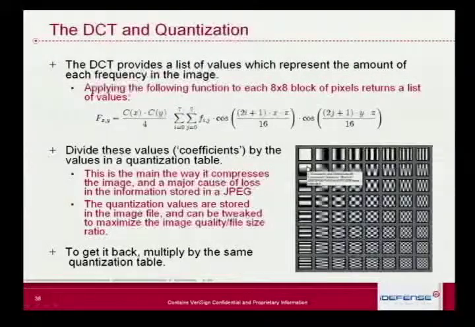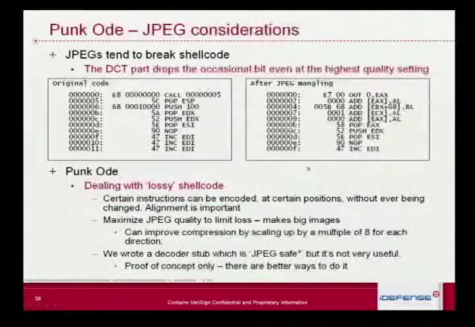To get it back, you just multiply by the... Yeah, okay, this is getting technical. But JPEGs tend to break shellcode because the DCT part mangles stuff, even if you're at the highest quality setting. If you look at the left thing there, that's the original code, and after you JPEG mangle it, you end up with what you got on the right, which isn't at all what you asked for. So trying to run that, it will just crash.